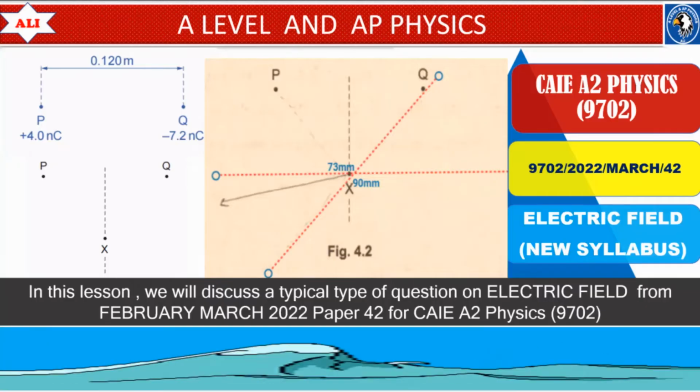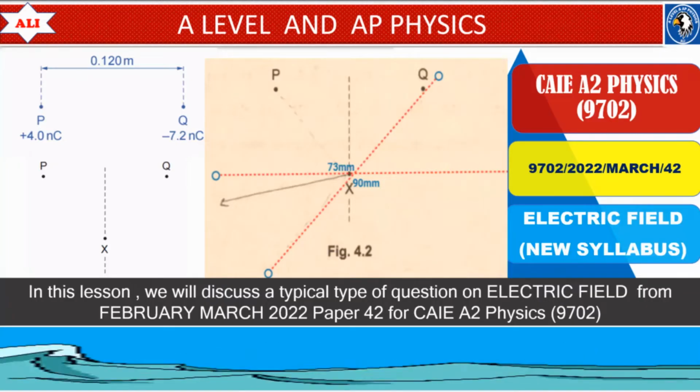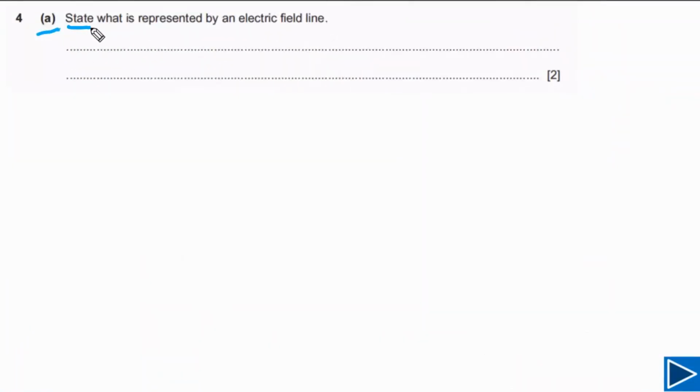So listen carefully. First of all, try to do the question by yourself and then look at the solution. For part A, we need to state what is represented by an electric field line. Let's try to understand this with the help of the electric field around a positive charge and the electric field around a negative charge. So here we have a negative charge, and this is the electric field around it. They have an equal amount of charge, so that's the reason we simply draw 4 electric field lines. This also tells us that they have an equal amount of charge because they have an equal number of electric field lines.